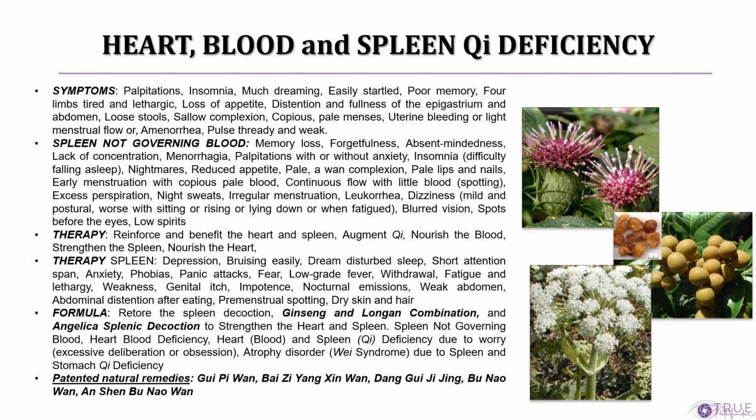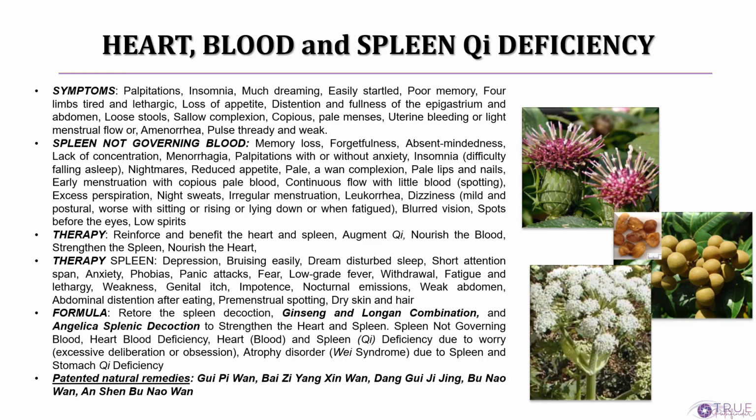As a therapy, we want to reinforce and to benefit the heart and spleen, augment the qi, nourish the blood, strengthen the spleen, and nourish the heart. The formula that we use here to restore the spleen is a ginseng and longan combination and an Angelica splenic decoction to strengthen the heart and the spleen.